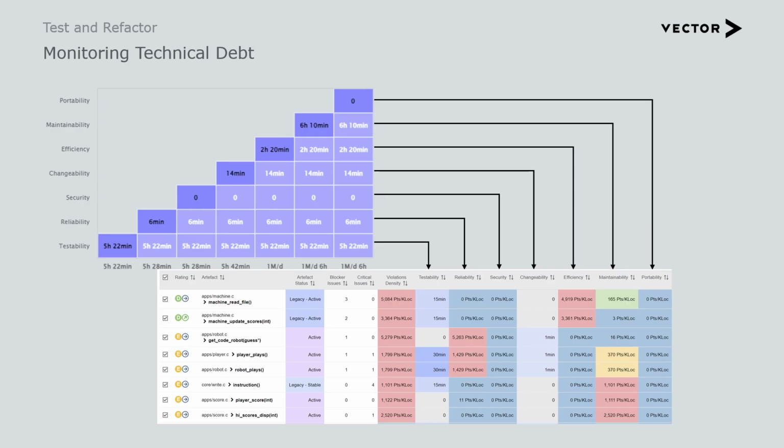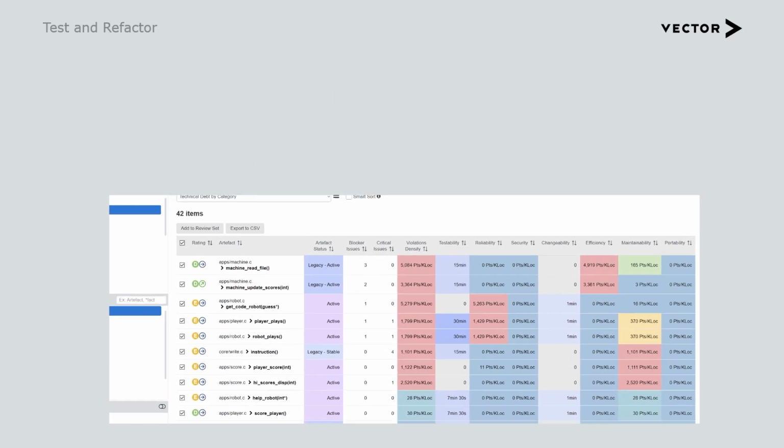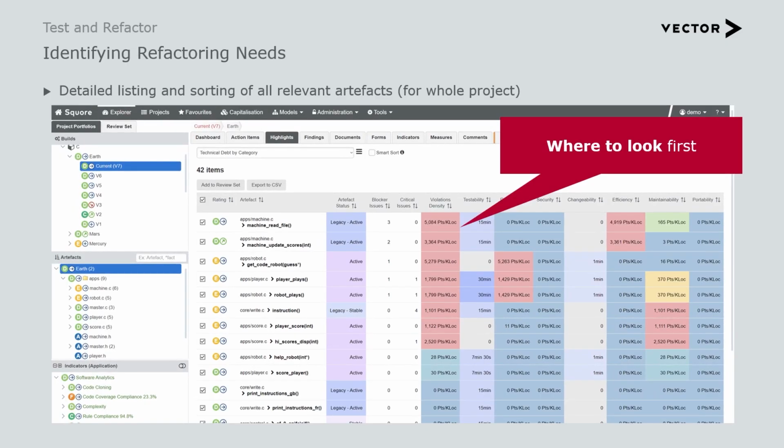We see the characteristics on the side of the scale pyramid, starting with testability, and we can measure that per function. And this helps us to identify where we have to look first. Because these data intelligence tools can provide us with detailed listings and sortings of all relevant artifacts based on these characteristics that we have to deal with. So it can help us to answer the question where to look first.